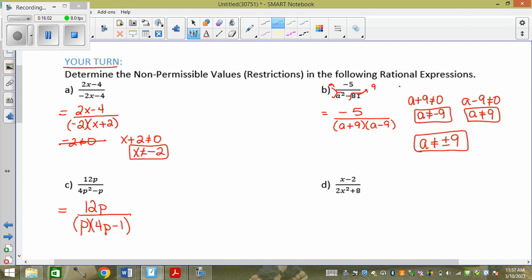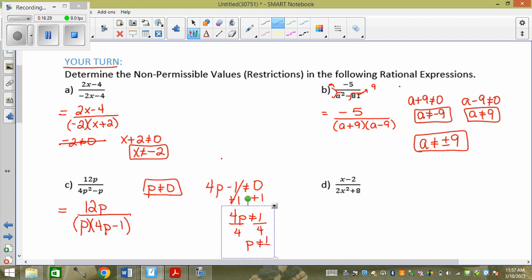How many brackets do I have? 2. How many have variables? 2. How many NPVs am I going to get? 2. So I do p can't equal 0. That one's done. And then I do 4p minus 1 can't equal 0. Add the 1. 4p can't equal 1. Divide by 4. P can't equal a quarter. And then I often put them together: p can't equal 0 or a quarter.